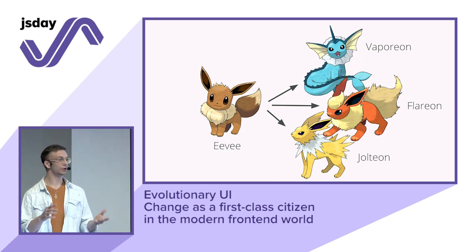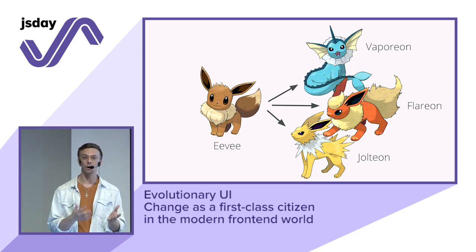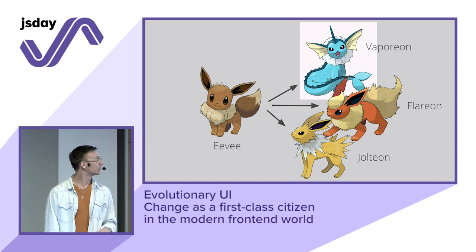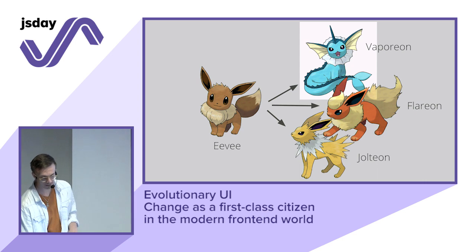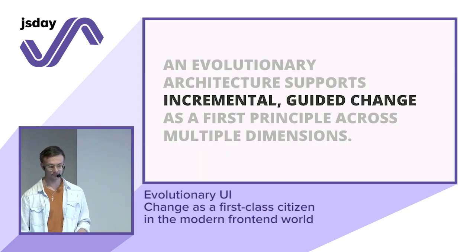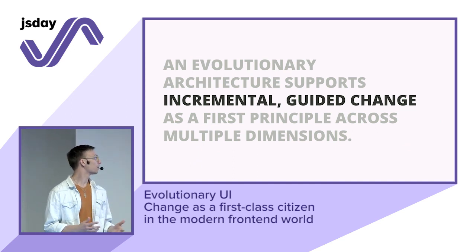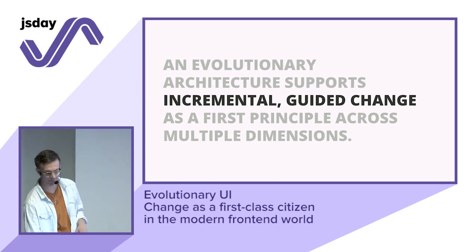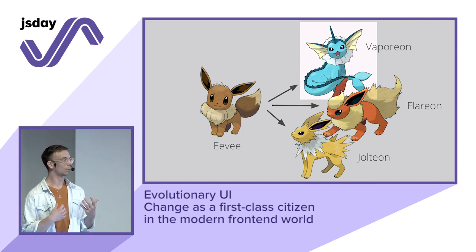So this is fine and good, sort of in a free environment, but we as Pokemon trainers may care what evolutionary path our Eevee takes. So if we are particularly interested in this one, then we may want to take some steps to ensure that this is the way that our Eevee evolves. So this is exactly the point of evolutionary architecture. Evolutionary architecture is supporting incremental guided change built in as a first-class citizen in your application. So to come back to this example, let's see what we might do here.